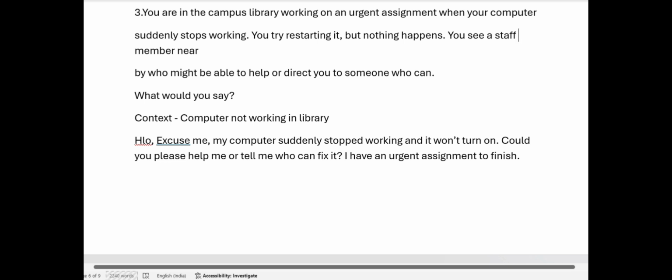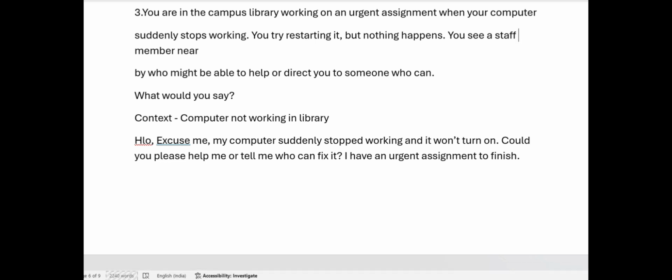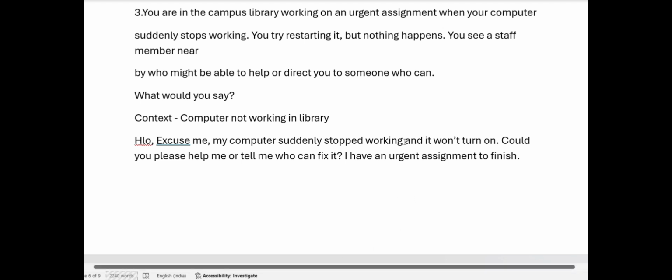My computer suddenly stopped working and it won't turn on. Could you please help me or tell me who can fix it? I have an urgent assignment to finish.